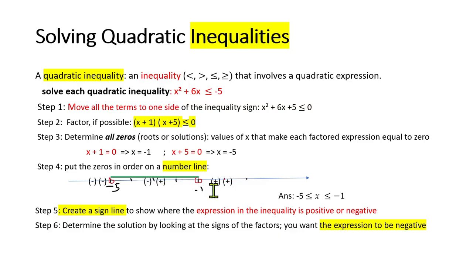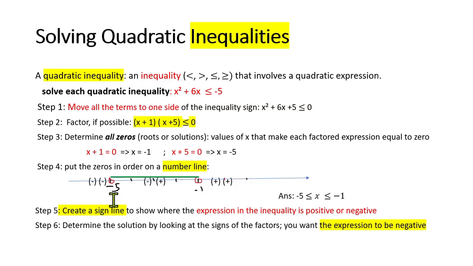What about x greater than minus 1? Let's put in 0. 0 plus 1 equals plus 1, that's positive. And 0 plus 5, and 5 is positive. So this region is positive and positive. But we're looking for negative.